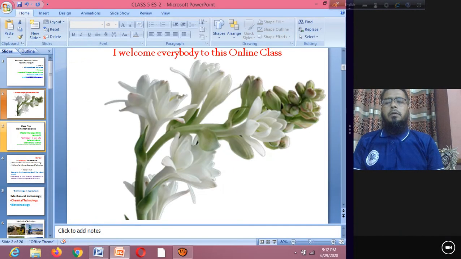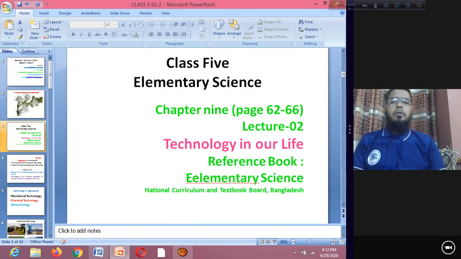In my last lecture, we arranged a class for class 5 elementary science, and I discussed chapter 9 in my first lecture. Today is the second lecture, and our reference book is Elementary Science, National Curriculum and Textbook Board. From the Elementary Science book, students are asked to open pages 62 to 66.